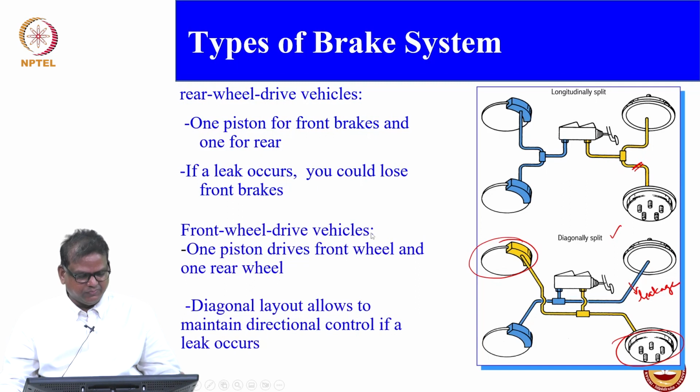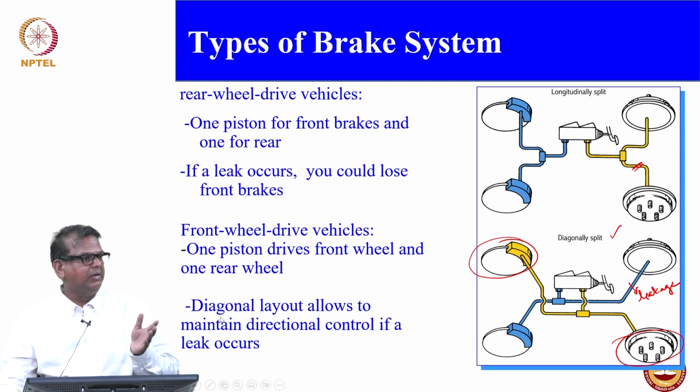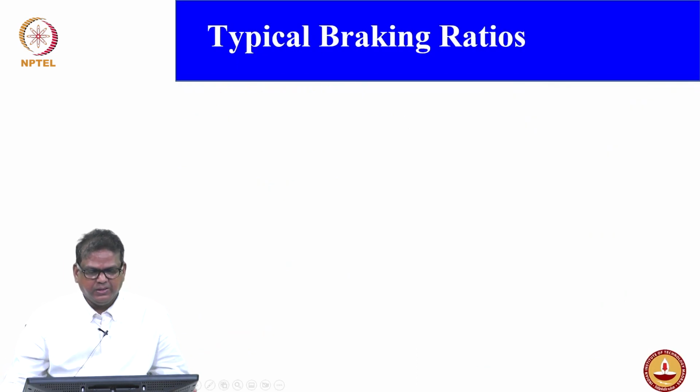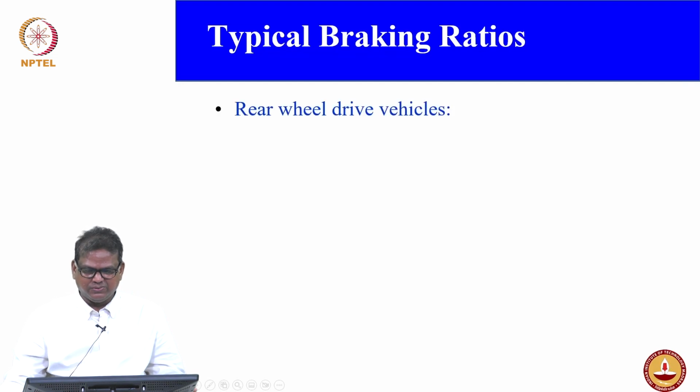For front wheel drive vehicles, one piston drives a front wheel and one a rear wheel. Diagonally laid allows you to maintain directional control even if a leak occurs. That's the advantage of having a diagonally split brake system. And that's what I asked in the question, right?